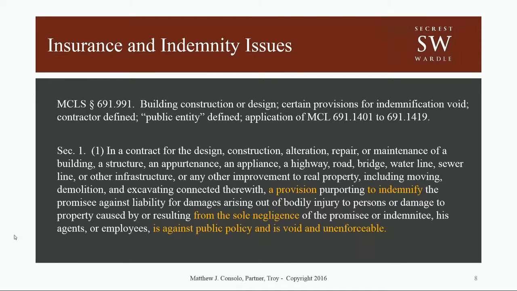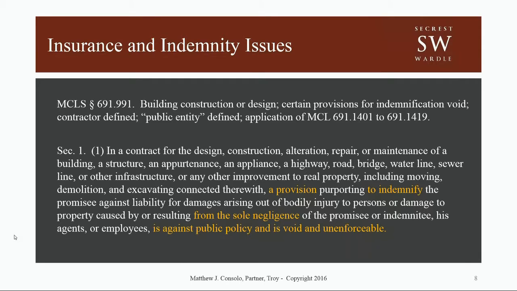In other words, even if the contract includes all the good language we discussed earlier, if the contract involves the construction or maintenance of a building, the sole issue is the fault of the indemnitee. What I highlighted in yellow at the bottom of the statute is that if a party is solely negligent, the indemnification clause is against public policy and is void and unenforceable.